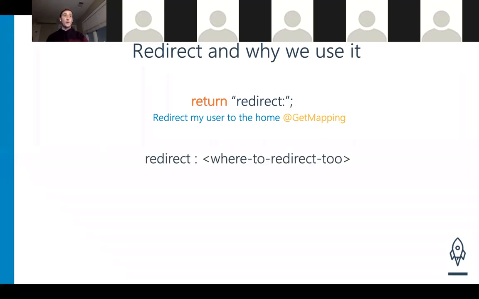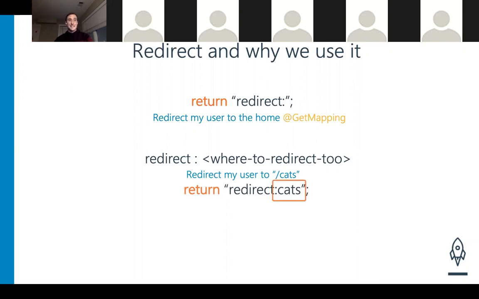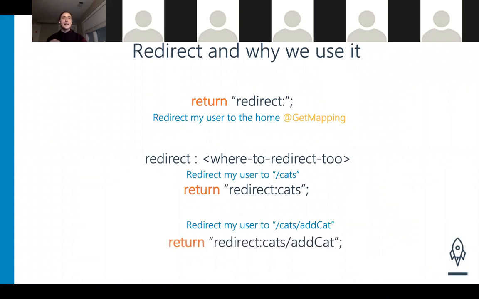Let's take a closer look at what the redirect actually looks like on a normal day basis. It's going to say redirect colon and then where to actually redirect to. In an example, if we wanted to redirect to cats, we'd say redirect to cats. We put cats here instead of blank. So we can actually go to that directory. We're redirecting to that specific URL. Additionally, what if I want to redirect to cat/add_cat? Then I just keep appending there. This is just a quick example of redirect and what it's actually doing in our applications and in our assignment.